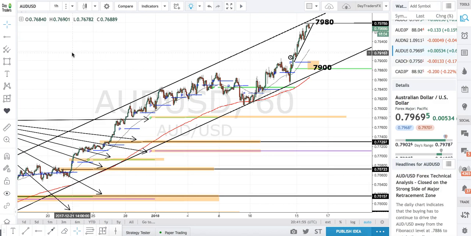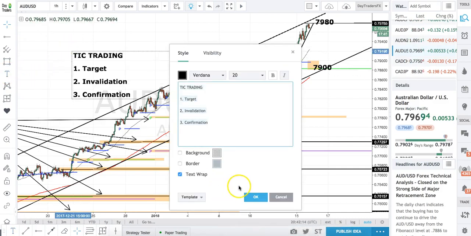I wanted to show you a couple of quick trading techniques, basically where I base all of my trading and all of my entries and exits and analysis and everything from. I call it my TIC trading, and TIC stands for a couple of different things. Let's just post that right here and I'll show you exactly what I'm talking about.